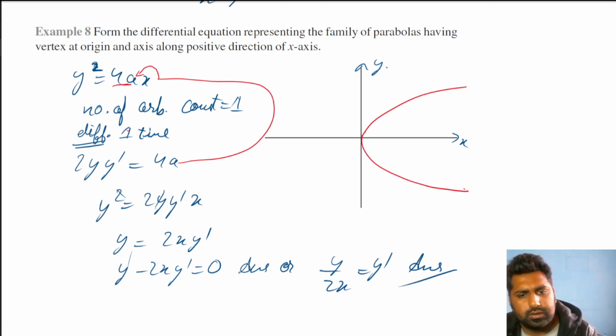All right. Now that we have seen these questions, let's do a few more questions based on these ideas only.